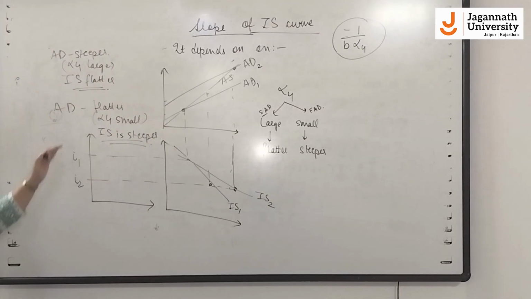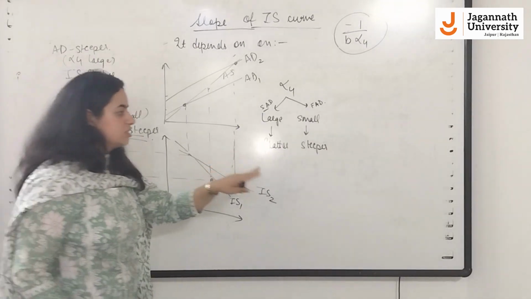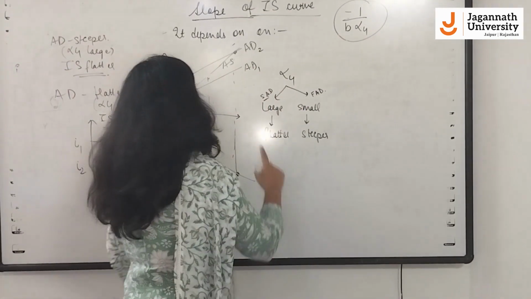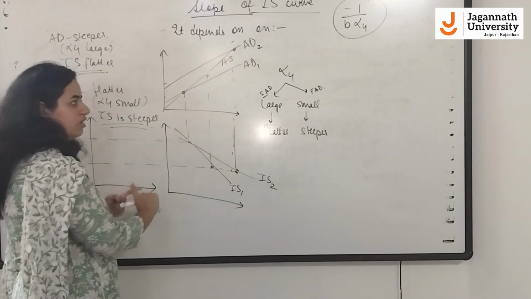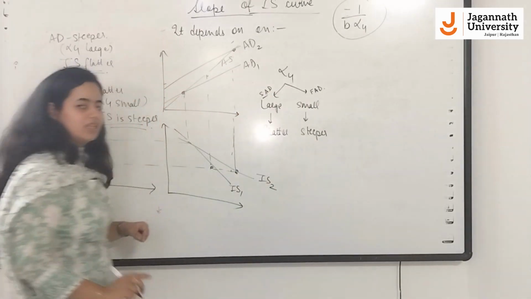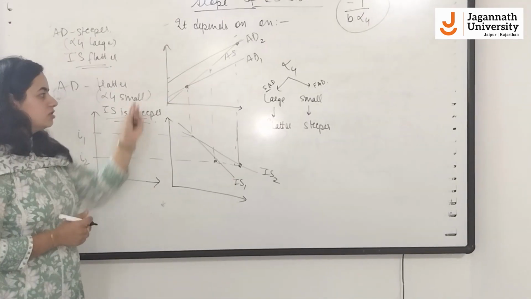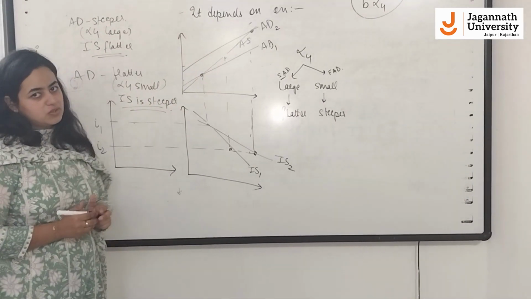So these are the impact of the 2 main factors involved in the IS curve slope, B and alpha G. When B changes, we saw the impact. With alpha G, we saw the impact, when they will be larger and smaller. So you have to show all these changes using these derivational diagrams.